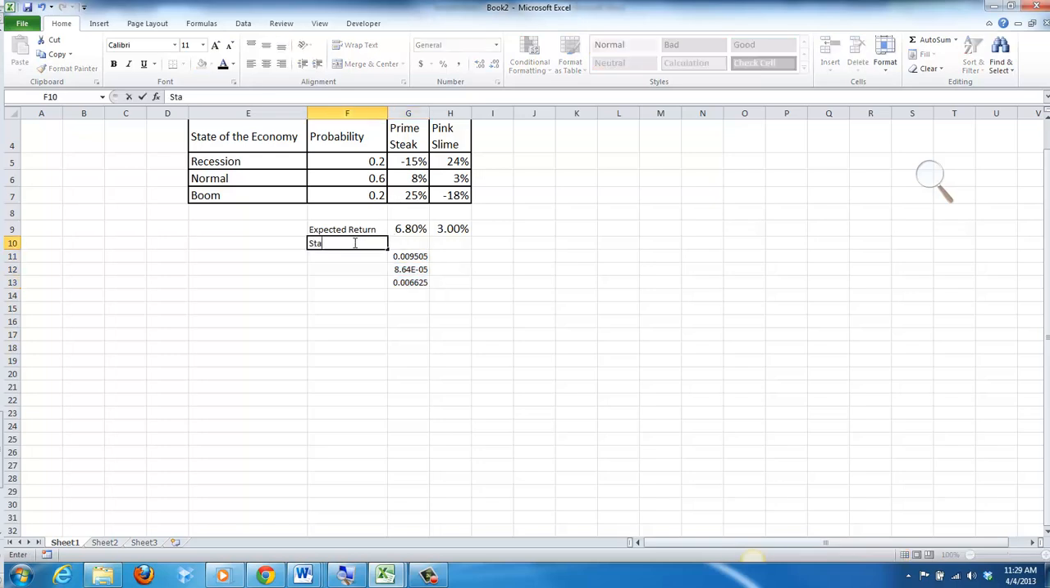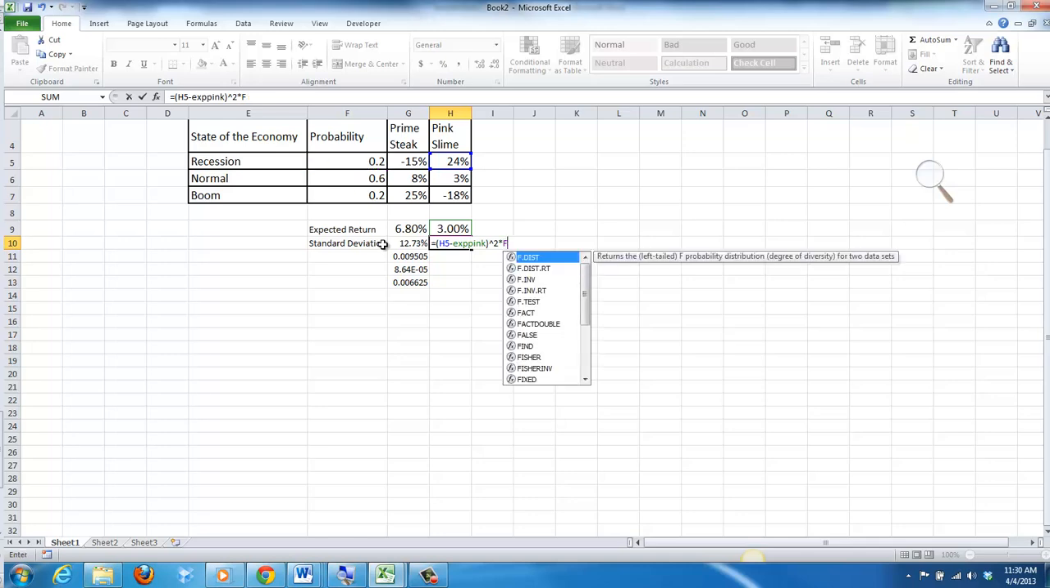And so the standard deviation is going to be equal to the square root of the sum of those outcomes. So you should get 12.73%. Okay. For pink slime, I'm going to do the same thing. It's equal to the expected return in that state of the economy minus the expected return for pink slime, square that, and then multiply it by the probability.